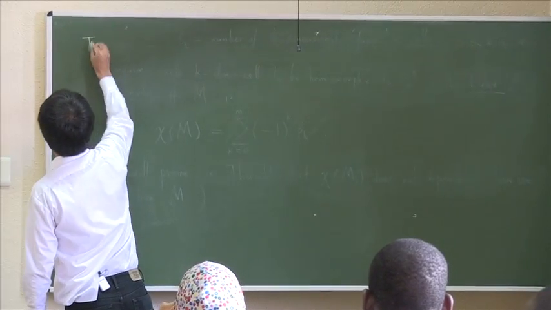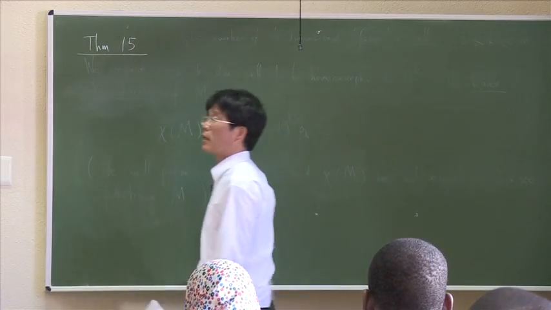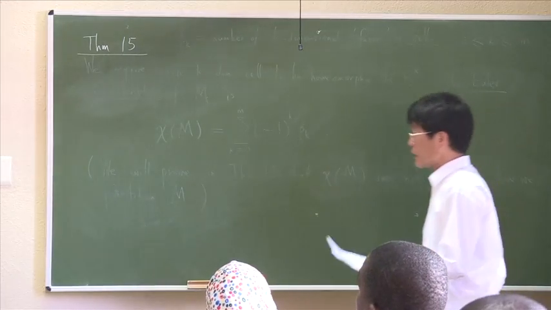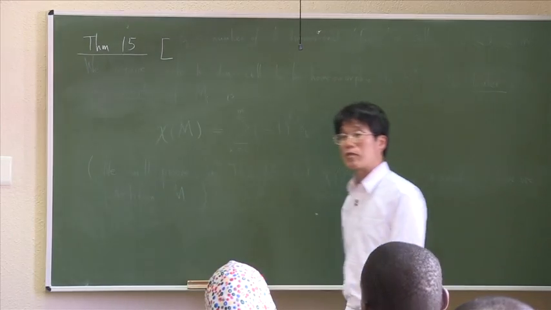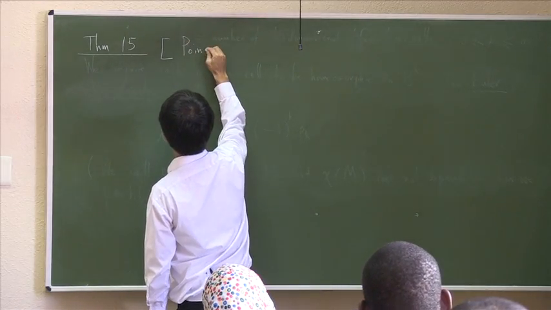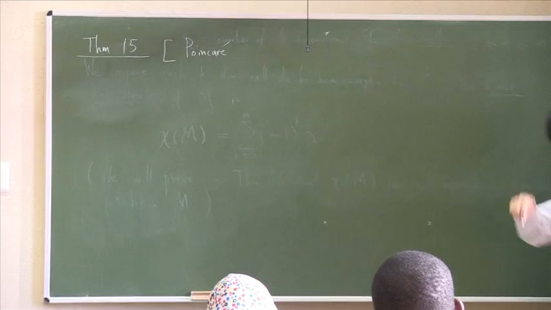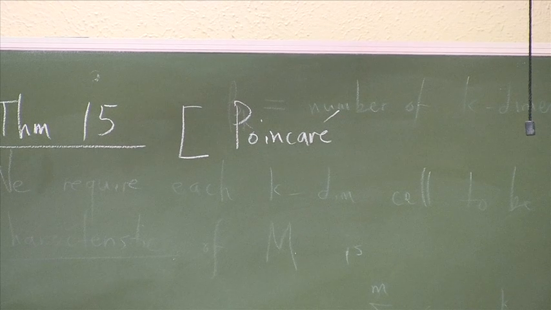Okay, after all this, we shall now come to the main result of this chapter. And like many main results, it's attached to names of great mathematicians. One of them is Poincaré. You should know this name if you have not heard it before. One of the most influential mathematicians of all time.